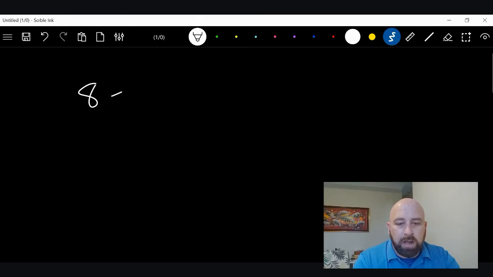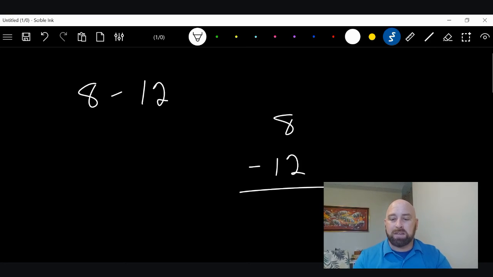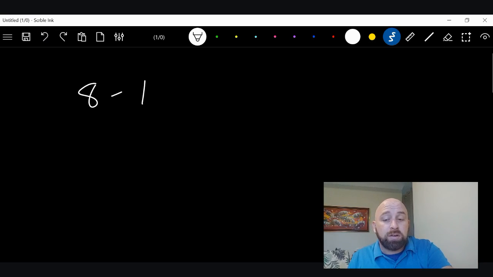Okay, so I'm going to put the example of 8 minus 12. This is a fairly simple problem at first glance. But then it's kind of not, because you might say, when I was in elementary school, I could not do 8 minus 12. That wasn't a thing, because you don't have anything to borrow from. You can't really subtract. But here I'm going to show you a way that you can actually do that.